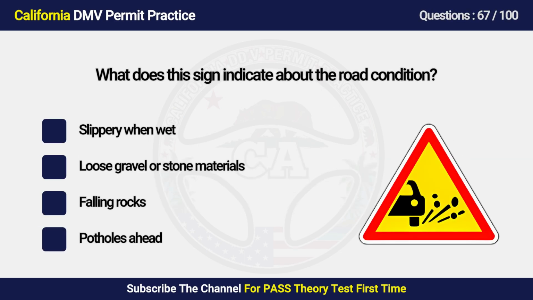Question 67. What does this sign indicate about the road condition? A. Slippery when wet. B. Loose gravel or stone materials. C. Falling rocks. D. Ahead.